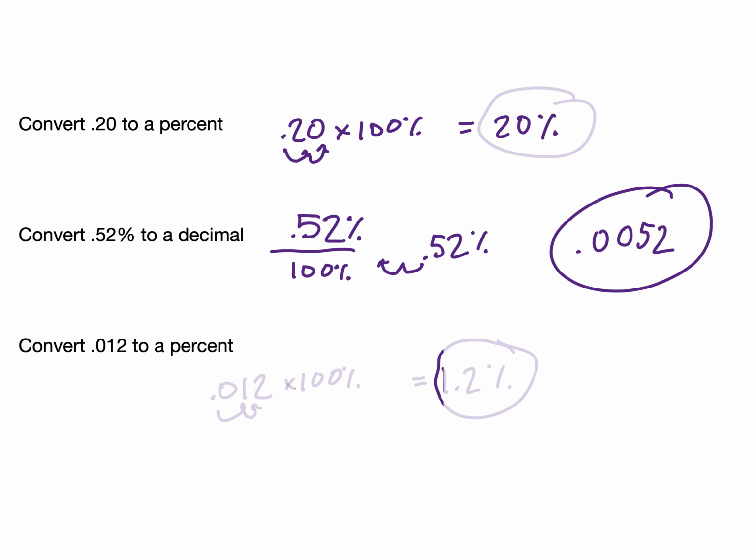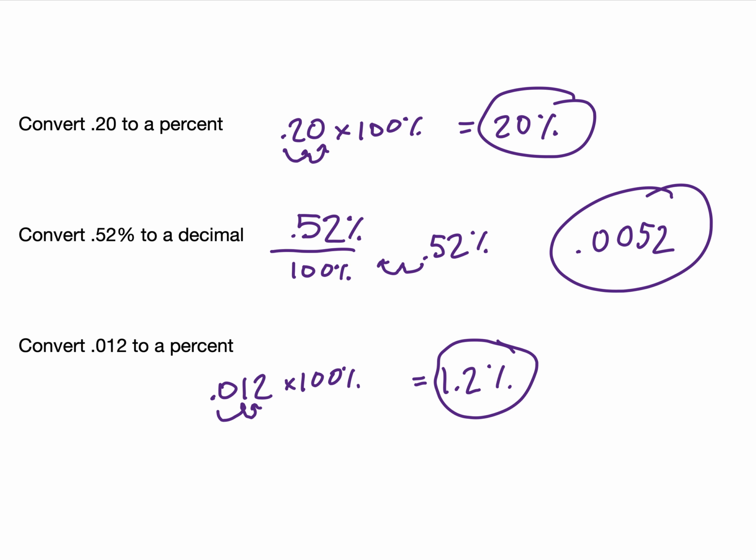Finally, converting 0.012 to a percent, that means that we are taking 0.012 and multiplying it by 100% to convert it to a percent. Multiplying it by 100 is equivalent to moving the decimal place 2 places to the right and adding a percent sign, so that's 1.2%. And those are those examples.